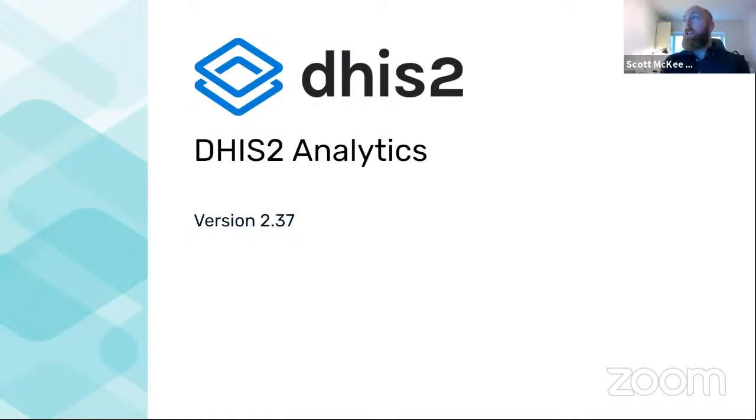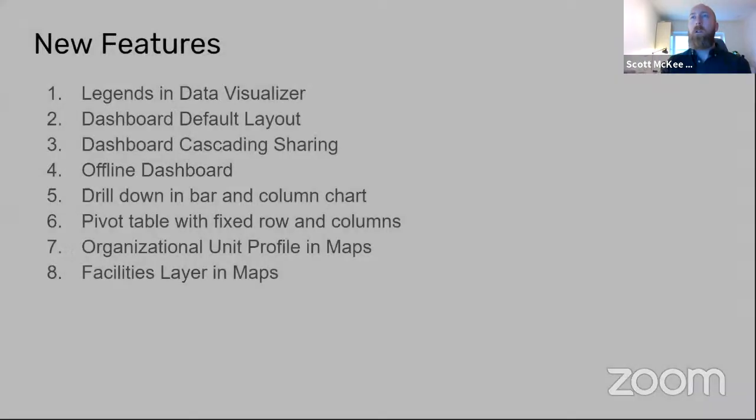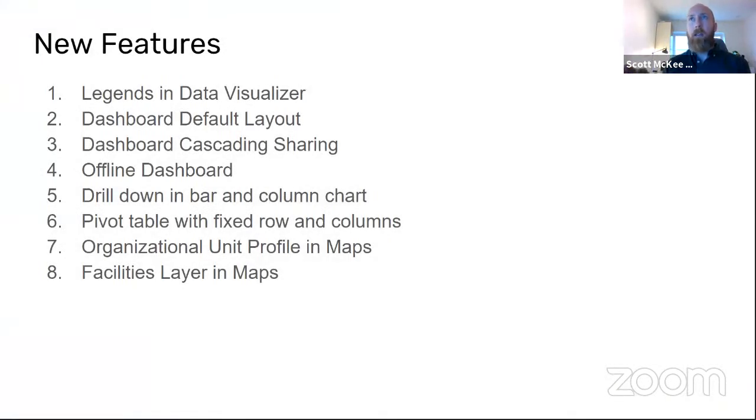Okay, so in 2.37, we had quite a lot of analytics features, a lot of high priority requests, touching on a few of the things that Lars just mentioned in terms of master facility lists. I'm just going to give us a really quick overview, and then I'm going to jump in and demo all of these for us.